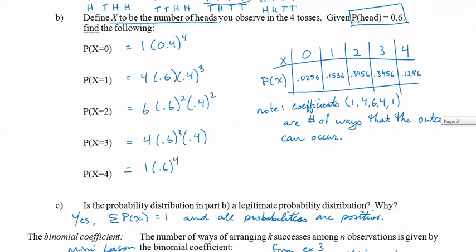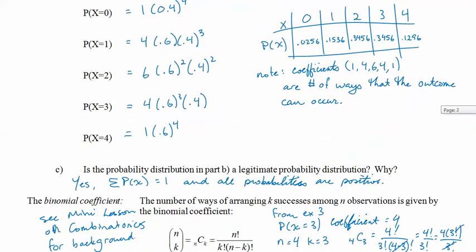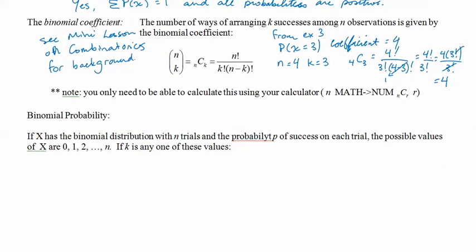And just to go back up, you can verify from our total list of outcomes that we have this many of each value, number of heads. So you can go back and check those yourself. So you do not need to be able to work this out by hand. You should understand where it comes from, but you do not need to be able to work it out. You do need to be able to use your calculator to find the coefficients.